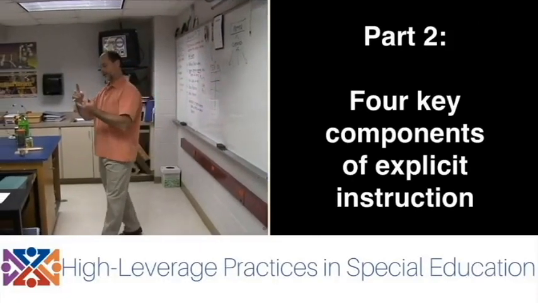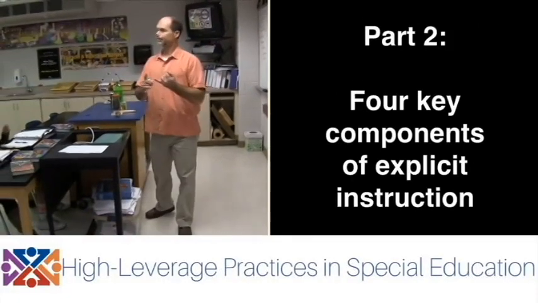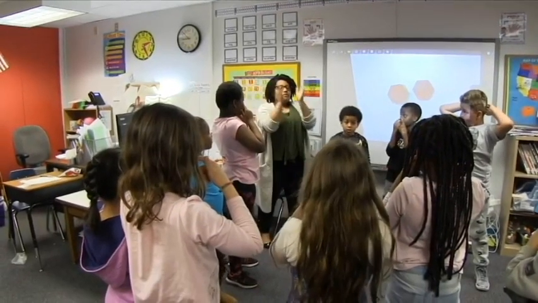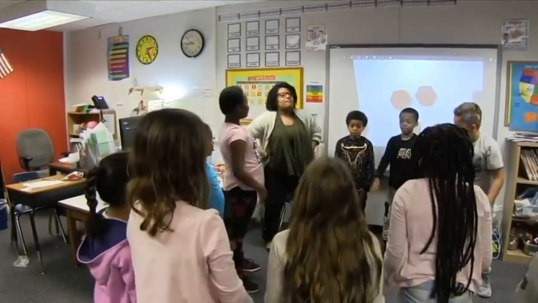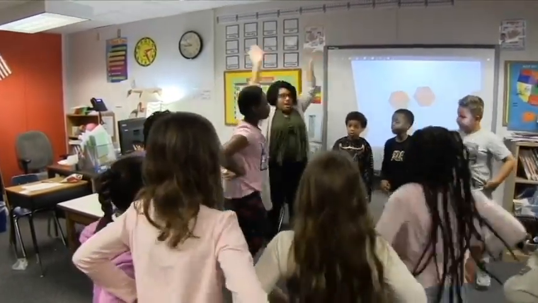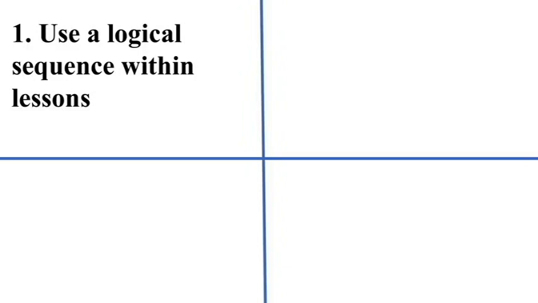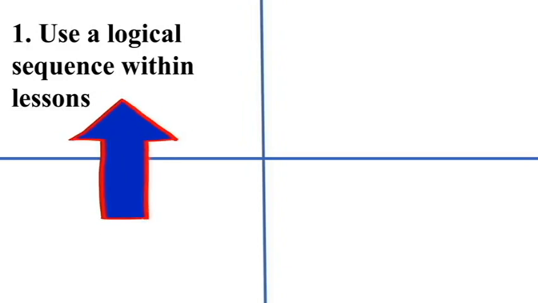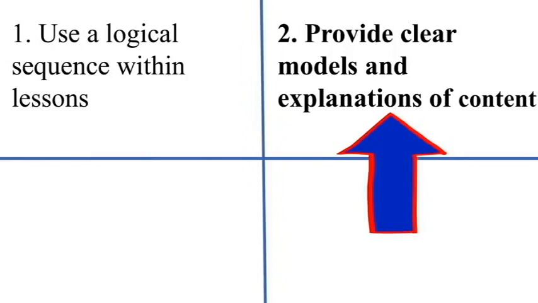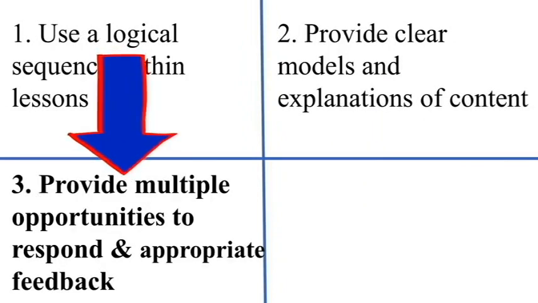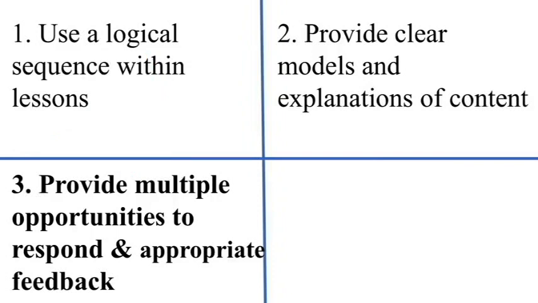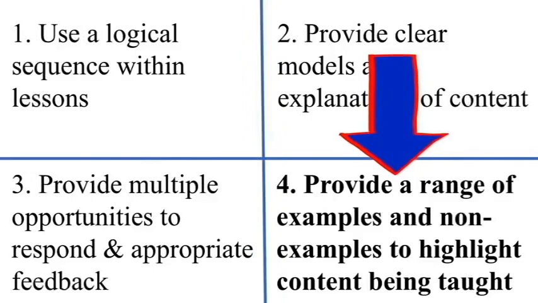Part 2. 4 key components of explicit instruction. Although explicit instruction contains numerous aspects, in this video we focus on 4 key components. The 4 components are: use a logical sequence within lessons, provide clear models and explanations of content, provide multiple opportunities to respond and appropriate feedback on performance, and provide a range of examples and non-examples to highlight content being taught.